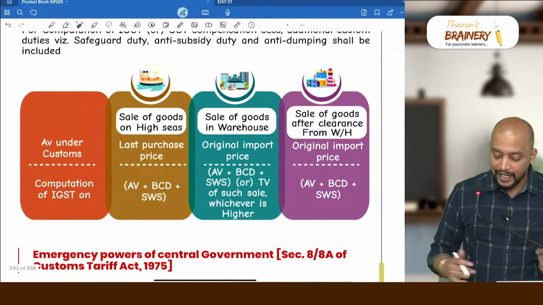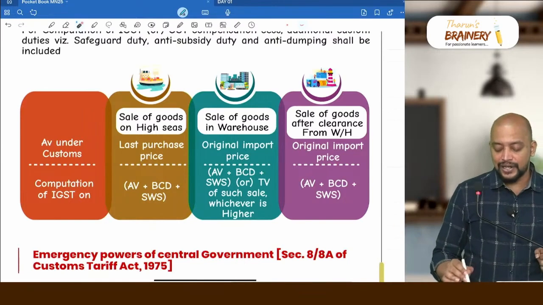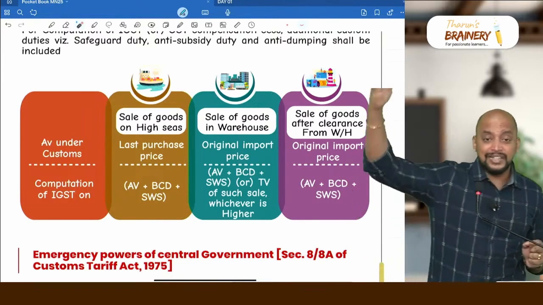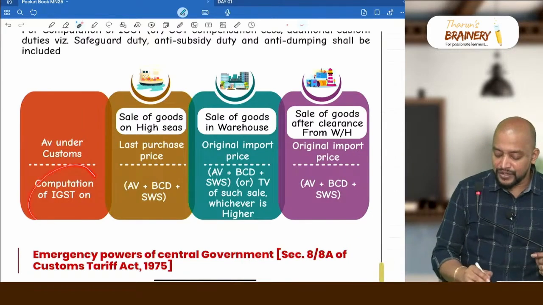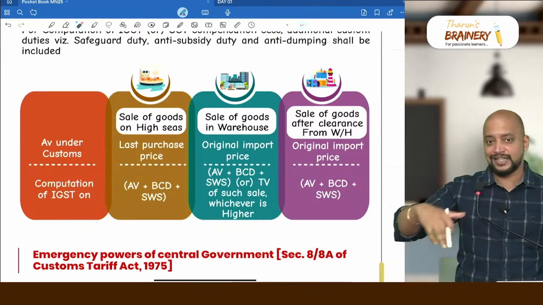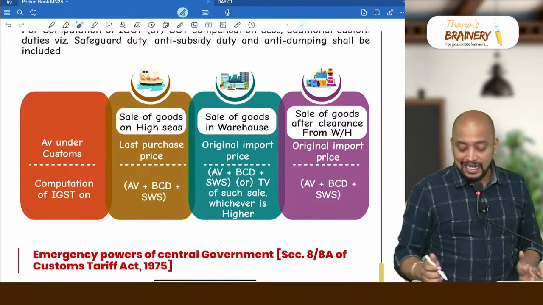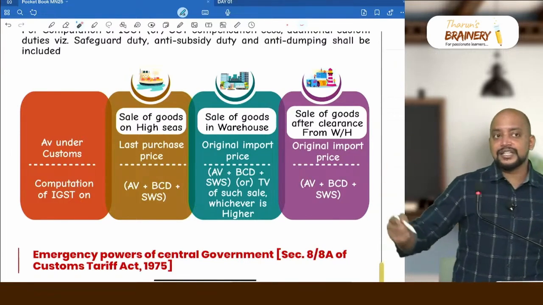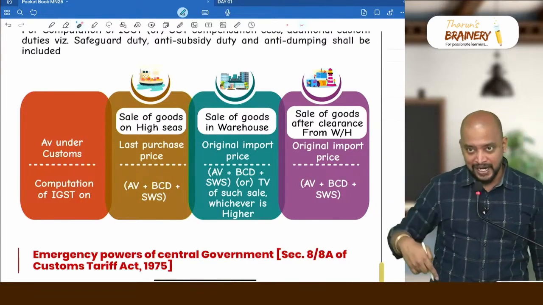Just now we did the working. So what is taken as assessable value under customs in case of sale of goods on high seas? What will be taken as assessable value? The last purchase price. And how will it be computed normally? Normally IGST will be computed on the assessable value, basic customs duty, and social welfare surcharge. Then next, sale of goods in warehouse. In that case what do we need to do? The assessable value will be the original import price only.